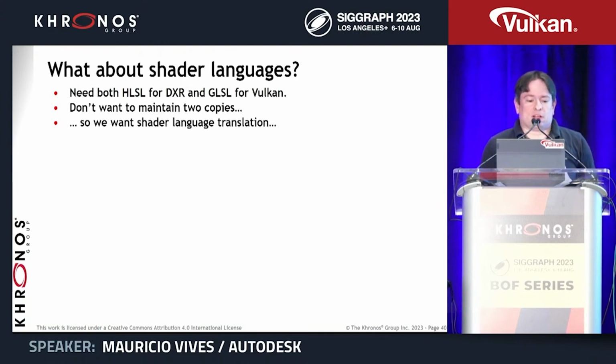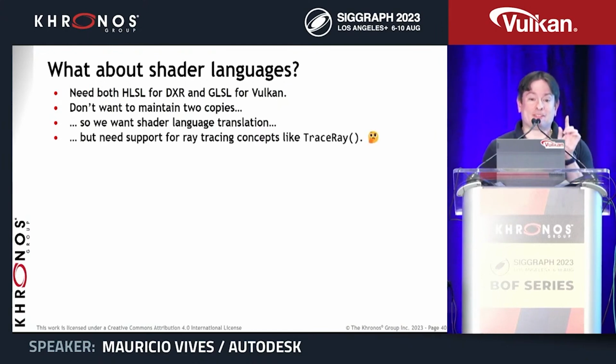And so what we need is shader language translation, right? We'd like the computer to do the job for us. Isn't that nice? And we heard a little bit about all the different ways that you can, all the tooling for shader language translation. But here's the catch. We need support for ray tracing concepts like, you know, there's a trace ray function, right? And a lot of those tools haven't caught up to Vulkan ray tracing.